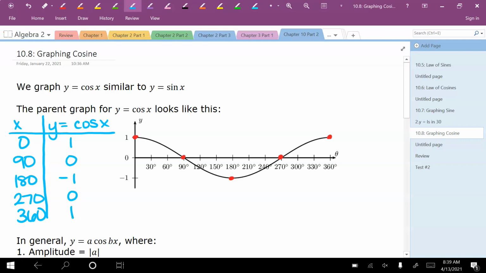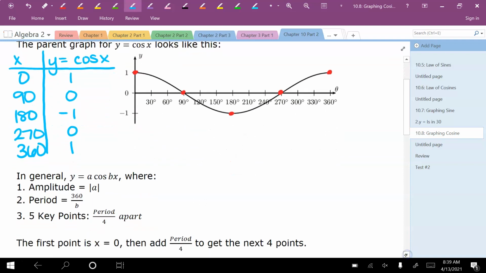So the amplitude's the same, finding the period's the same, finding those 5 key points is the same. In general, this is what all of our cosine functions look like. Just like yesterday, they said a sine of bx. Now it says a cosine of bx. A is still your amplitude, so you're still going to do absolute value of your a. The period is 360 divided by the b. And then 5 key points is taking your period divided by 4, and that tells you how far apart your points are, like how you're spacing them.